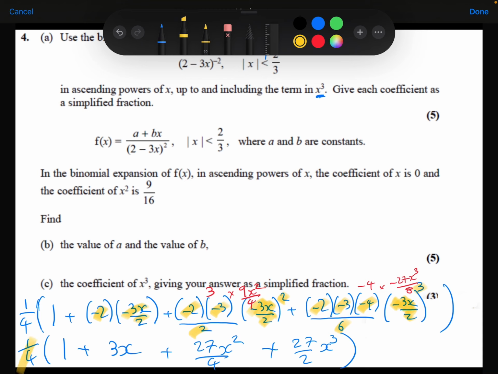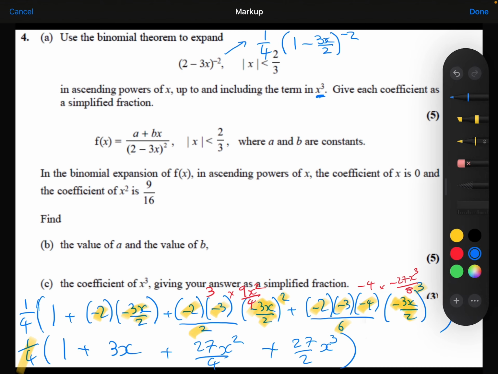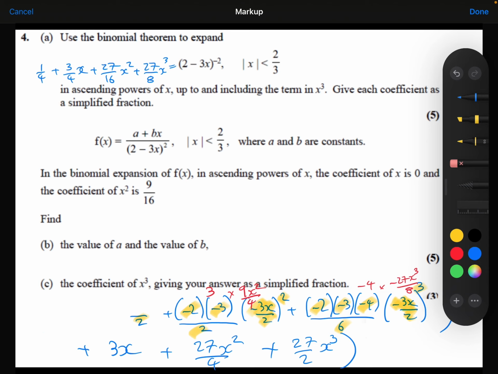Then I need to multiply through by a quarter. So I would have a quarter times 1 is a quarter. A quarter times the 3x is 3/4 x. A quarter times the 27 over 4 is 27 over 16 x squared. And a quarter times the 27 over 2 is 27 over 8 x cubed. And there we go. We have written out the first 3 terms of that expansion. That's my answer for part A.